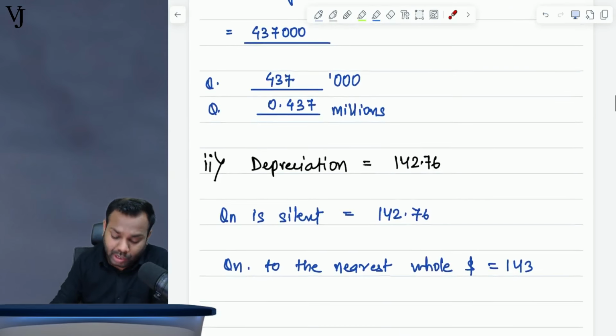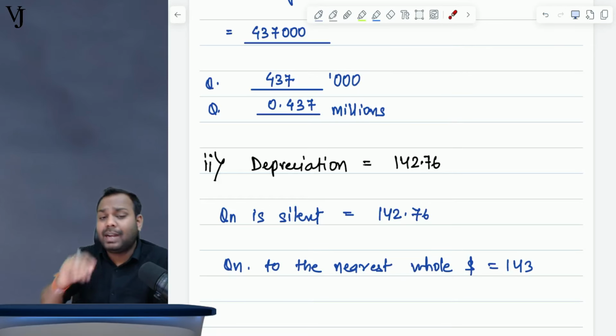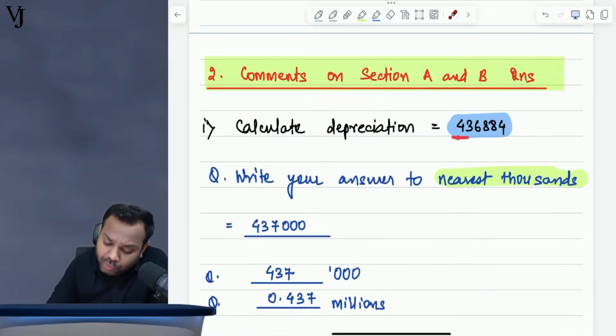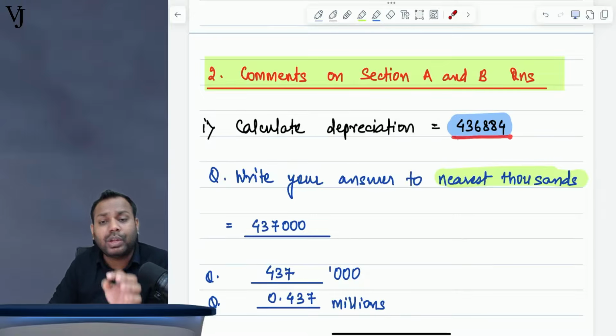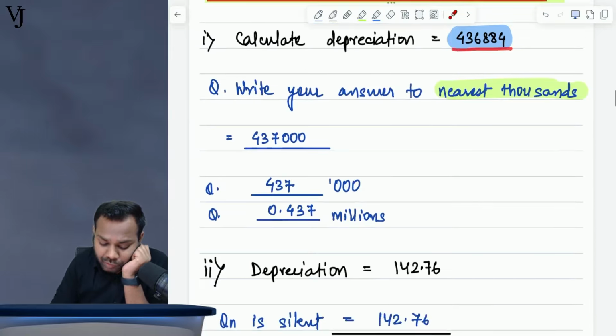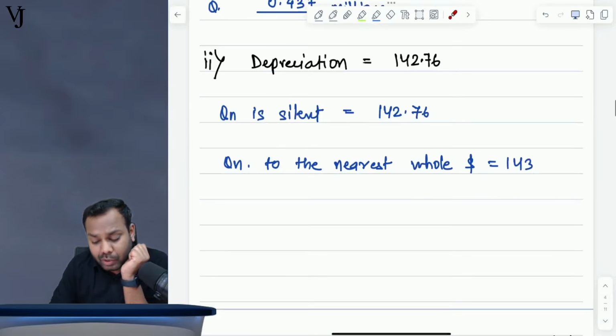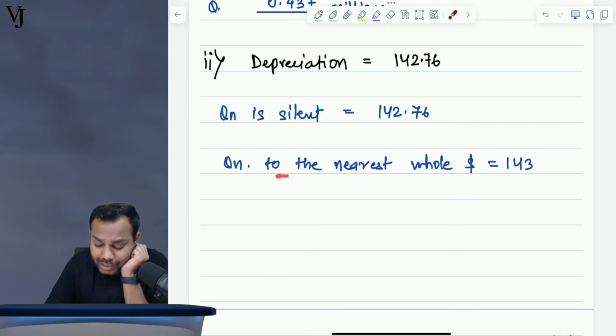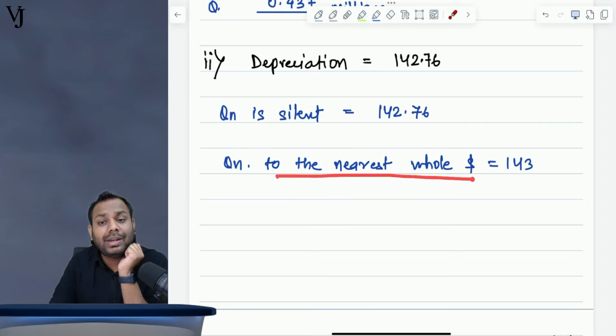Similar to this, let's suppose you calculated depreciation as 142.76. If the question is silent, you will simply write 142.76. In the earlier case also, if the question is silent, you will write 436,884. But if the question specifies these three things, you will write the answer accordingly. Similarly, in depreciation, if the question is silent, you will write 142.76. But if the question says to the nearest whole dollars, then you will write 143.